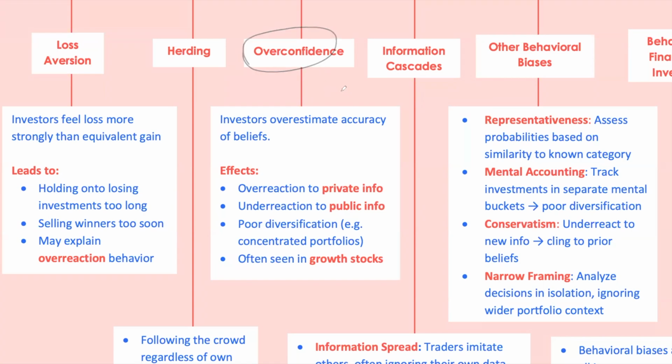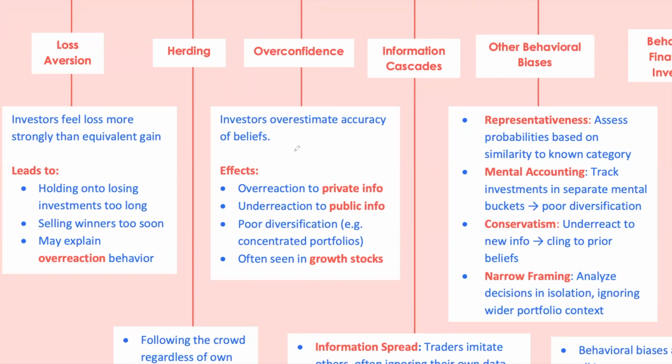Overconfidence is one of the sneakiest biases out there. It's when people think they know more than they actually do. You believe your predictions are spot on. You trust your gut over data. You think your stock picking game is elite, when really, you're just flipping coins. A lot of young investors fall into this trap.